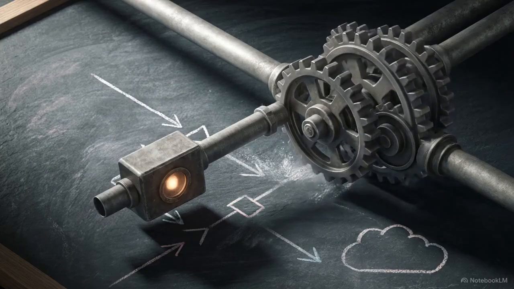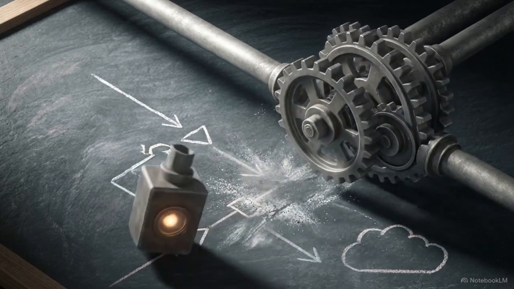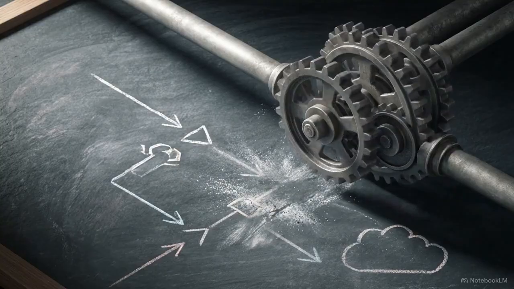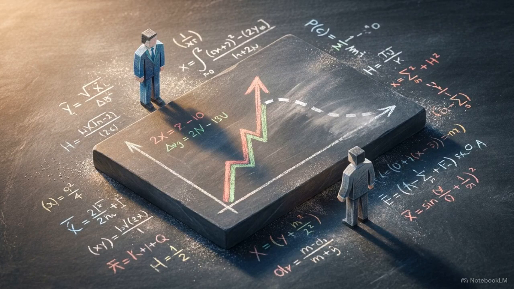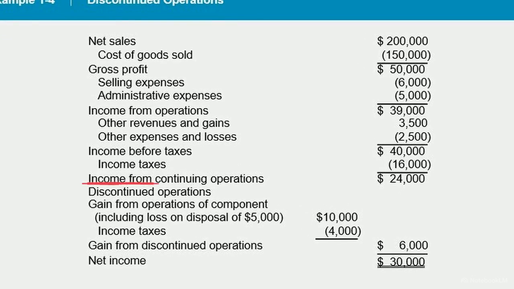Sometimes a company decides to completely abandon a major segment of its business. If the financial results of that liquidated division remain mixed in with the main statement, external analysts will base their future projections on revenue streams that no longer exist. The multi-step format solves this by establishing a strict regulatory boundary. Look at this statement. The line labeled Income from Continuing Operations acts as a hard floor for the core business. Any data regarding a discarded segment is pushed entirely below that line into a quarantine section known as Discontinued Operations.